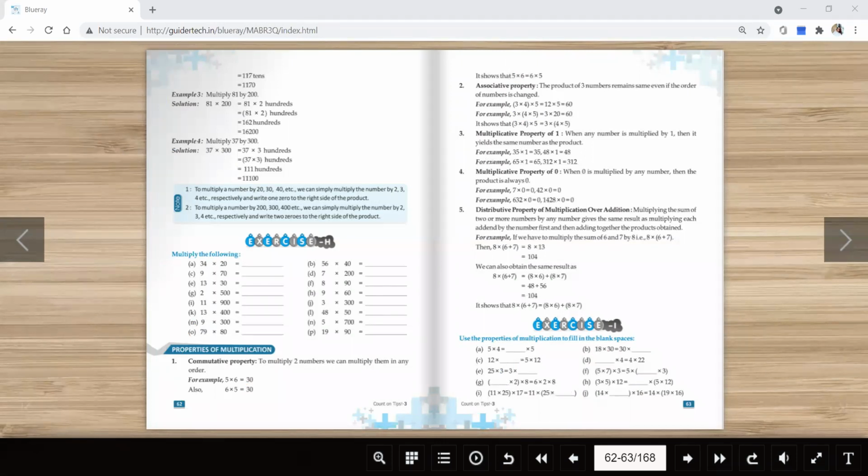So next is multiplicative property of 1. So we all know that if there is a big number, suppose 126, and if we multiply by 1, very easy, 126 will be the answer. Or if the number is looking like this, if we multiply it by 1, then the number is coming back itself. This is the multiplicative property of 1.